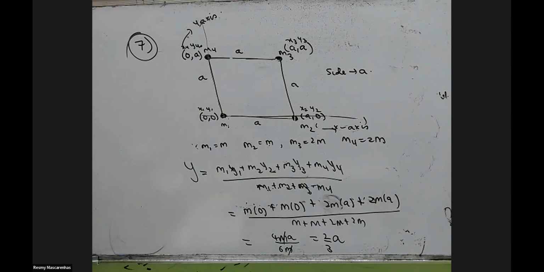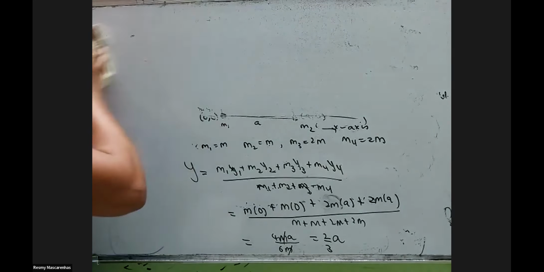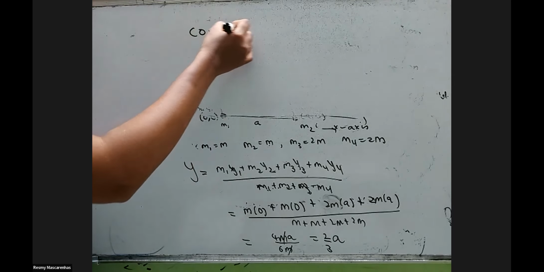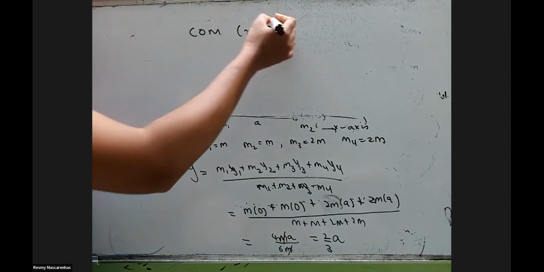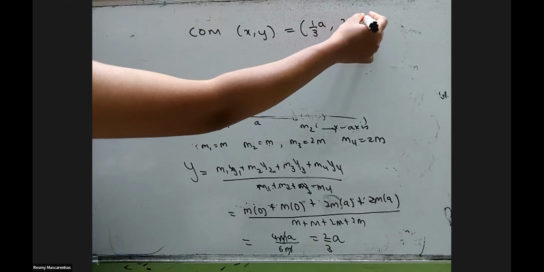So we got x coordinate and y coordinate. So I have to write it as a point now. Center of mass may be somewhere. So center of mass is always x comma y. So what was the x value? 1 by 3a. That will be 2 by 3.